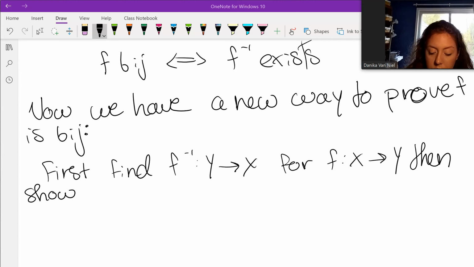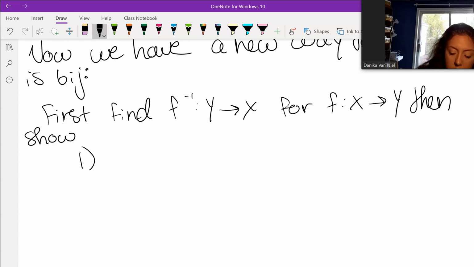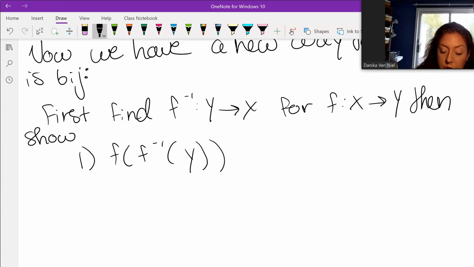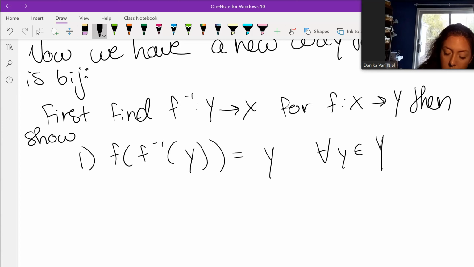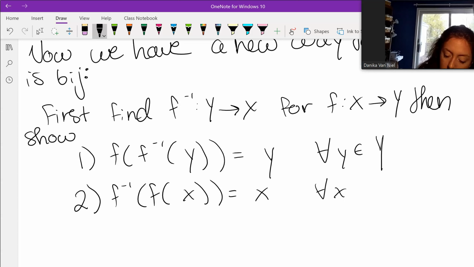Cool. Okay, so first you would want to find that f inverse goes from y to x for your original function f from, let's say, x to y. Then you want to show two things. You would claim that this is going to work out, and then you would want to actually prove that f of f inverse of y is y, for all y in our Y. And then f inverse of f of x equals x for all x in our X.